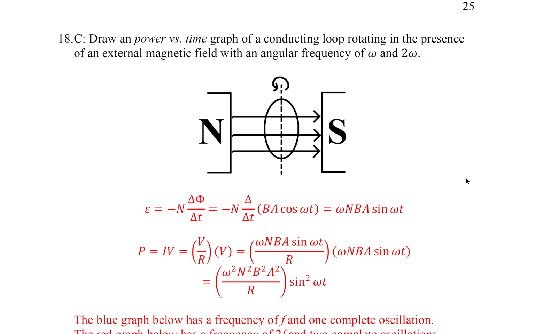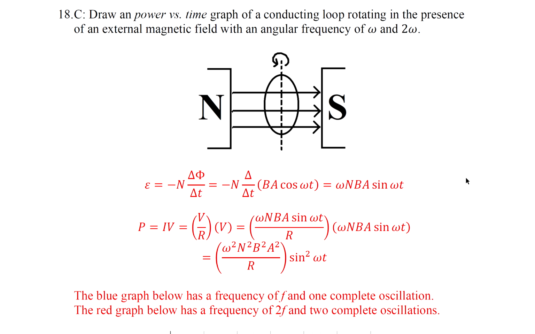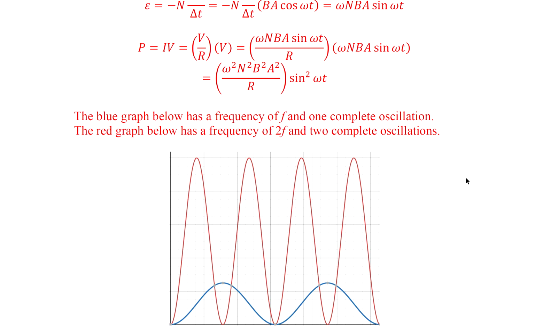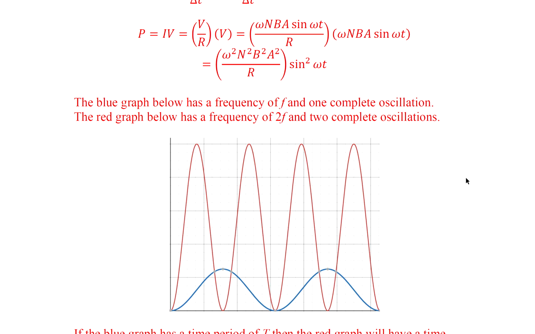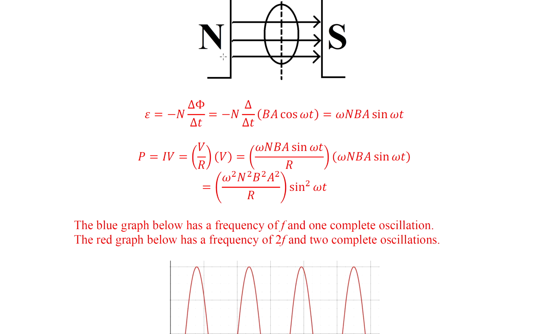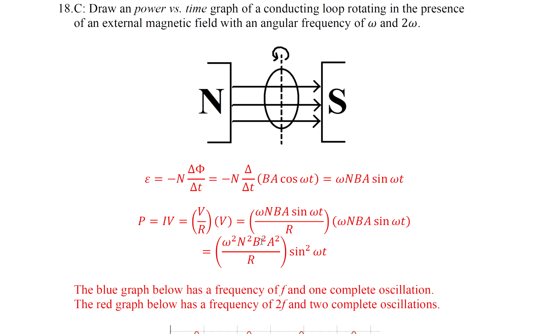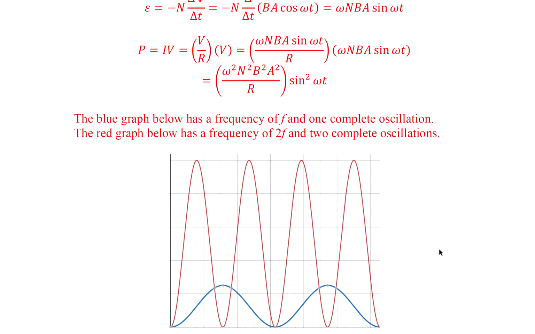Question 18. Draw a power versus time graph of a conducting loop rotating in the presence of an external magnetic field with an angular frequency of omega and 2 omega. So take a look at the physics I did here. And remember, power is always positive. Sine squared of omega t is always going to be positive. So this whole equation for power here, we get omega squared n squared B squared A squared over R times sine squared of omega t. This is always going to be a positive number.